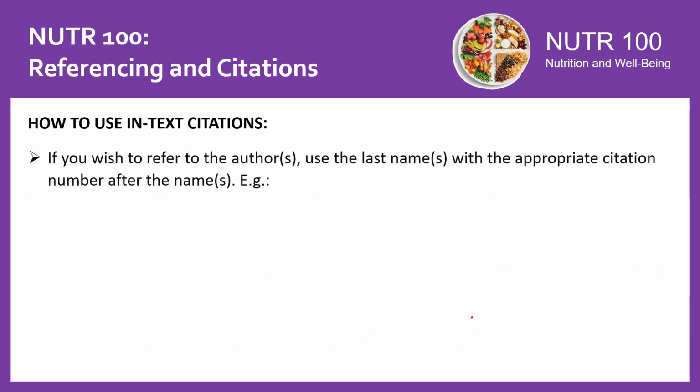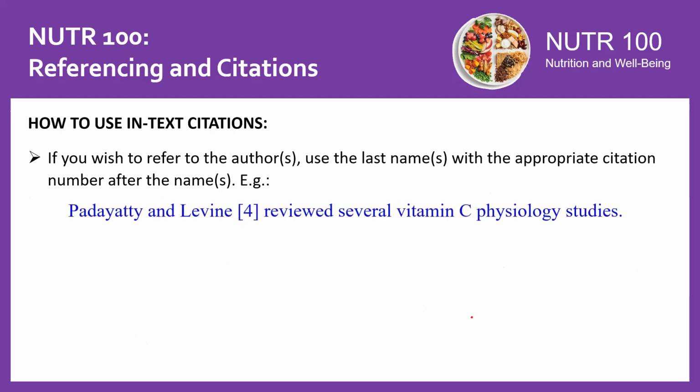If you want to refer to the author and give them a little bit more information about them, you can use their last names, and you're going to have the citation with the author name. So it might look something like this: Payadayati and Levine, and there's the citation, reviewed several vitamin C physiology studies. You could put that at the end of the sentence as well. So if you want to put the citation at the end, that's also acceptable.